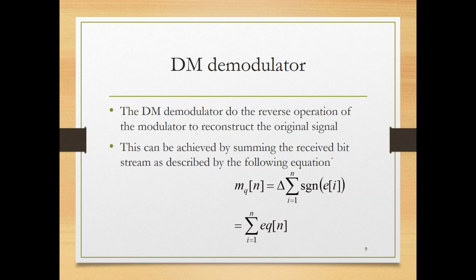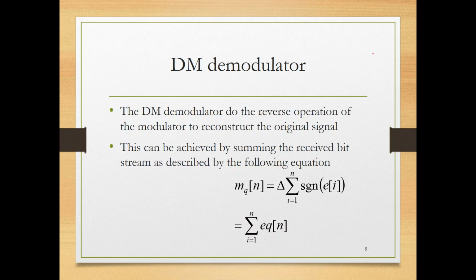This can be achieved by summing the received bit stream as described by the following equation, which is again the signal value used at the transmitter, representing plus and minus, and with delta it becomes plus and minus delta. The value of the message at each time is the summation of all the previous values, multiplied by delta. For example, suppose plus 1, plus 1, plus 1, and you need to determine the value of the message at t equal 3.